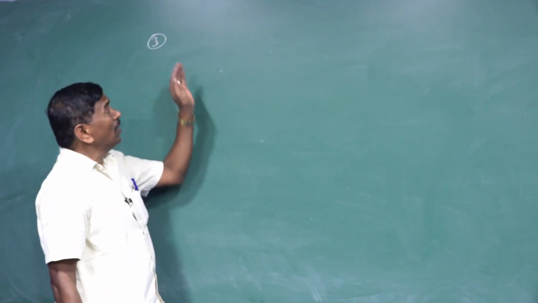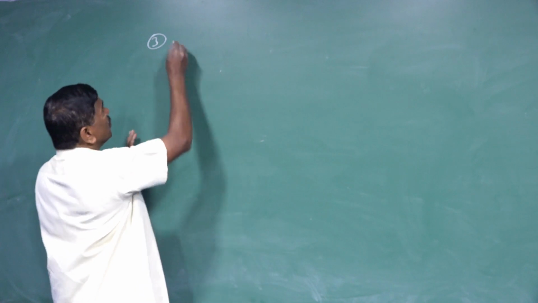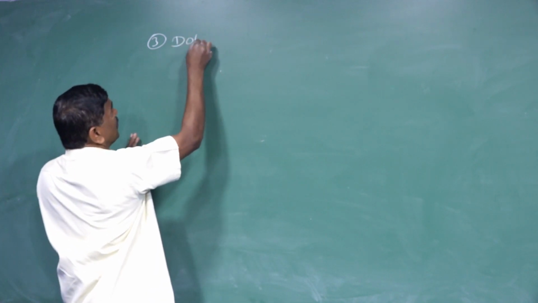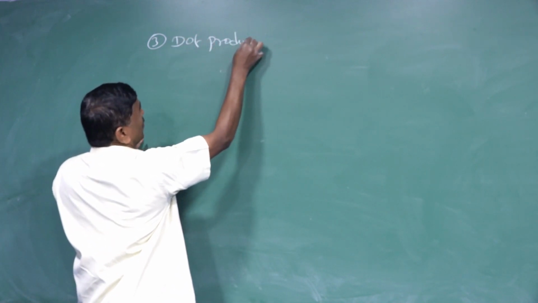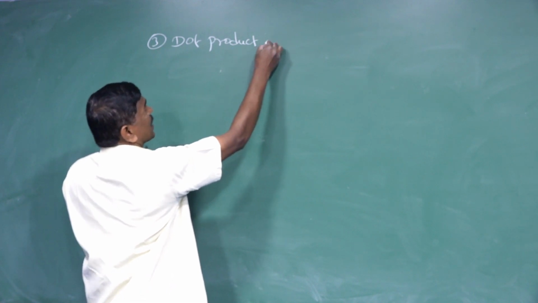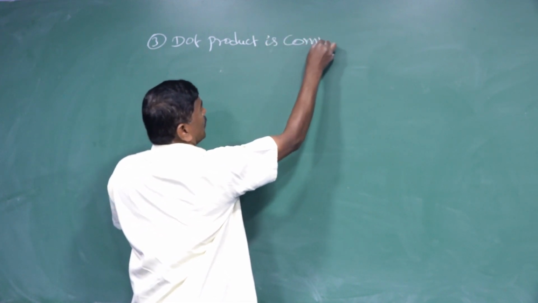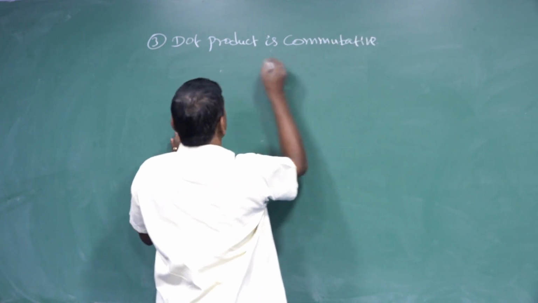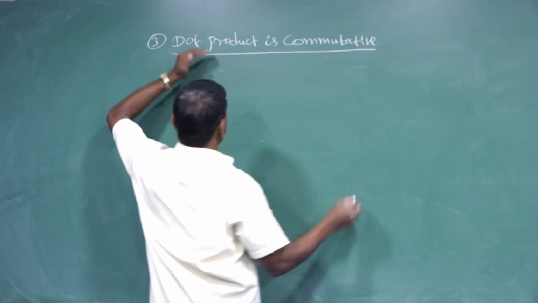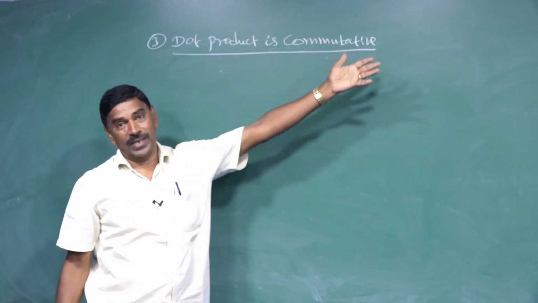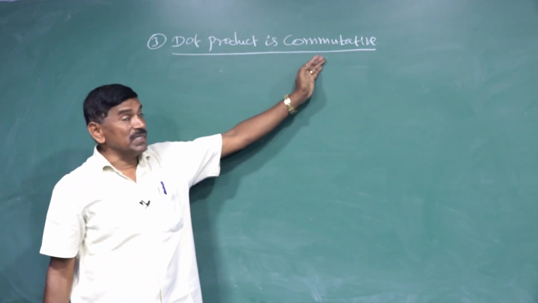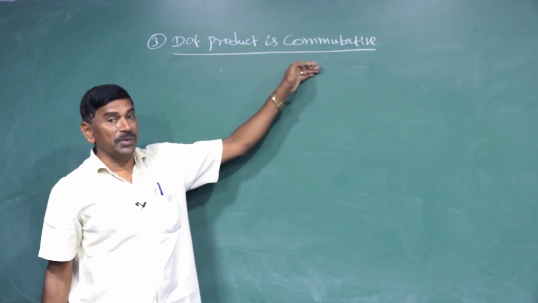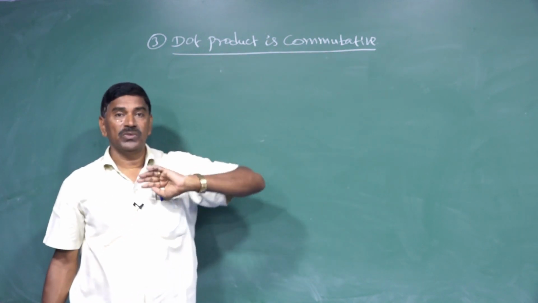Now the third one. Third one is dot product is commutative. Listen carefully. Dot product is commutative. That is, scalar product is commutative. Both are correct. What is meant by commutative?